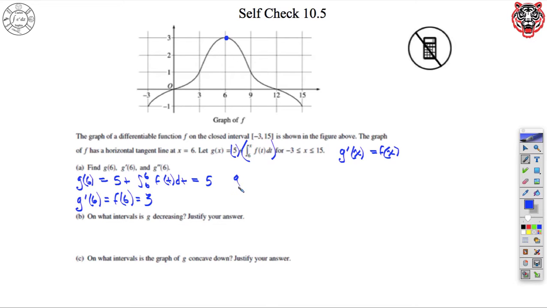And finally, g double prime of 6 is now going to be f prime of 6. I'm looking at the slope at 6, and it defines that for us. It says that it has a horizontal tangent at x equals 6, which means this is 0.